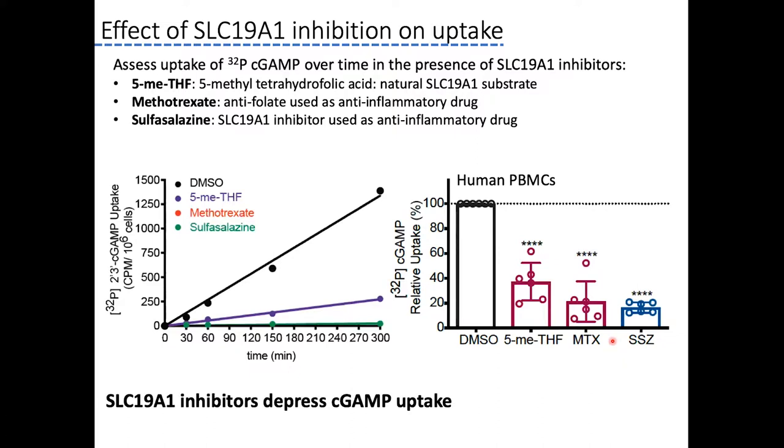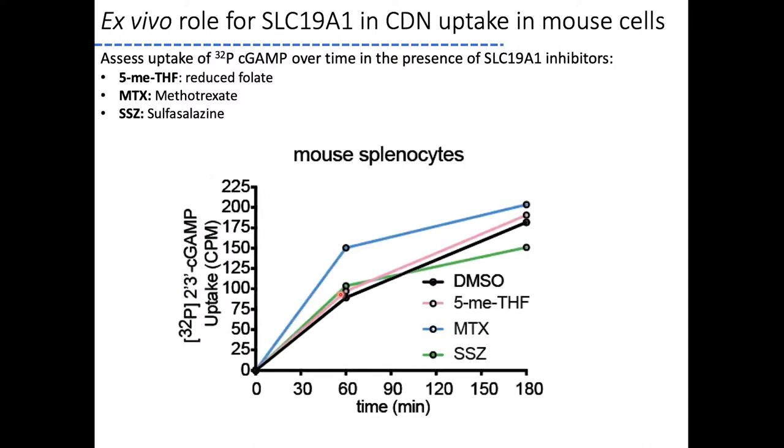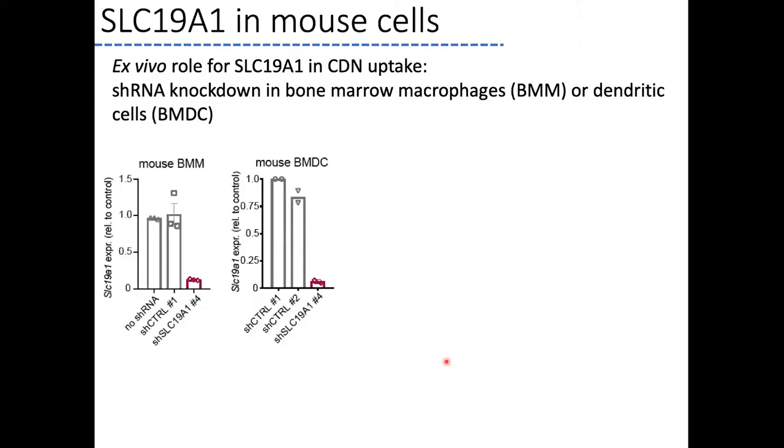So then we wanted to know what the role of SLC19A1 is in vivo. And therefore we first looked ex vivo in mouse cells, in this case, mouse splenocytes. So again, we looked at the uptake of cGAMP, this time in the presence of DMSO. But if we add 5-methyl-THF, methotrexate, or sulfasalazine, there is no effect on the uptake of cGAMP. So this was kind of an interesting, unexpected result.